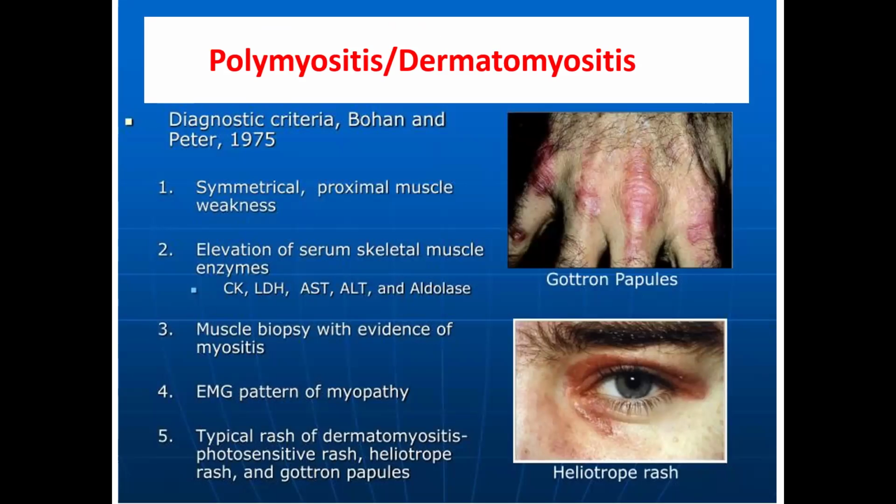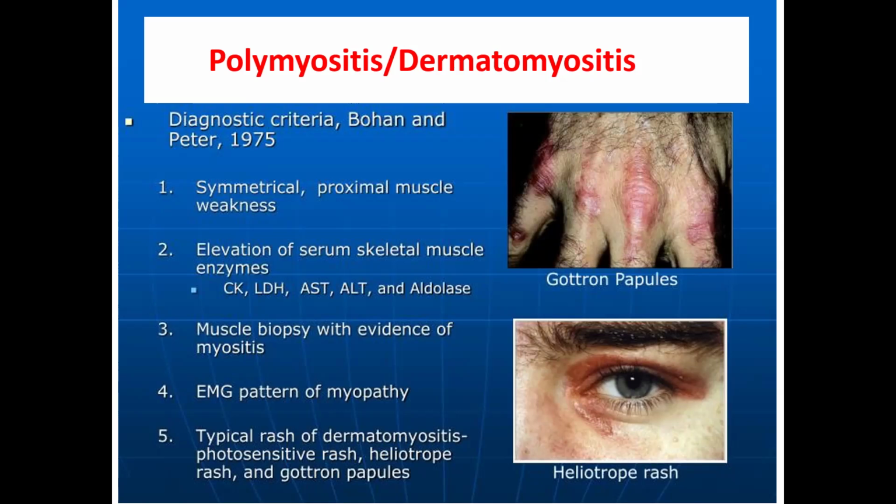Other rheumatic diseases, polymyositis or dermatomyositis. And they have an old criteria by Bohan and Peter. A lot of people still use it, but there are newer classifications and criteria nowadays.